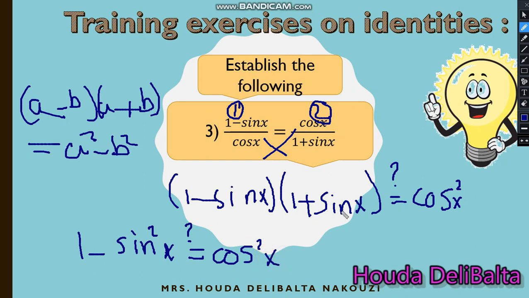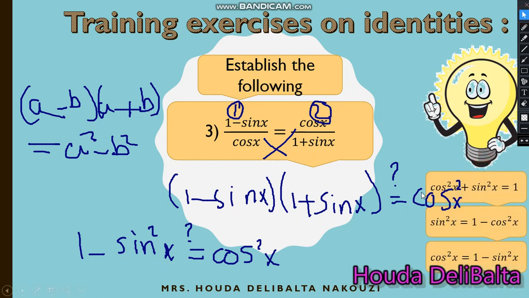Let's think. Let's remember the identities. And here are the identities. Cosine squared x plus sine squared x equals 1. Sine squared x equals 1 minus cosine squared x. And cosine squared x is equal to 1 minus sine squared x. So I got it. That's true. Cosine squared x is equal to 1 minus sine squared x.